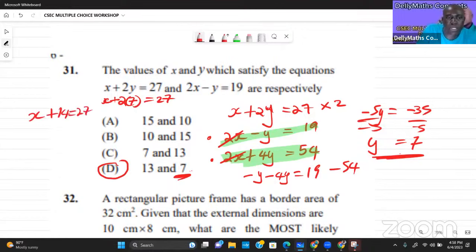So ask yourself the question. You could just ask, what plus 14 gives me 27? It's 13. So you could say that x is 13 and the y is 7. So that's the answer, all right? So you could do that.